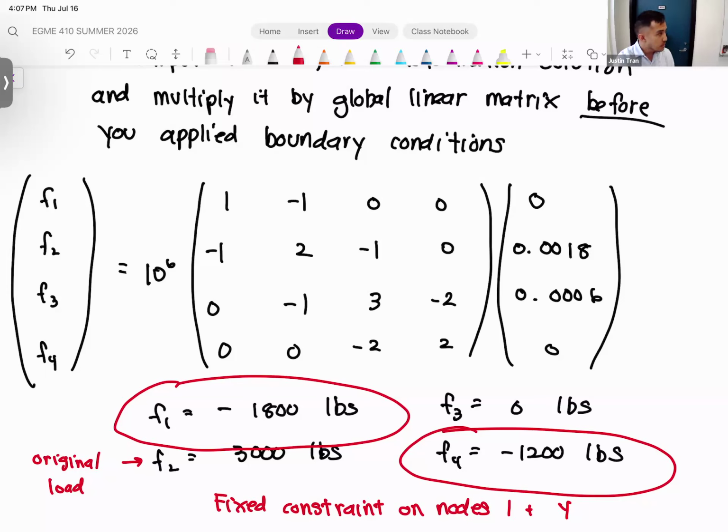Any questions on this example here? Okay, all right, so let's take an early break. Let's come back at 4:20, and then we'll start talking about 2D problems.